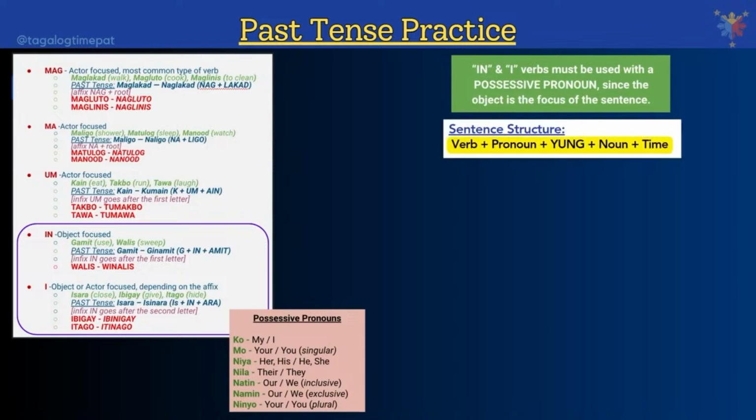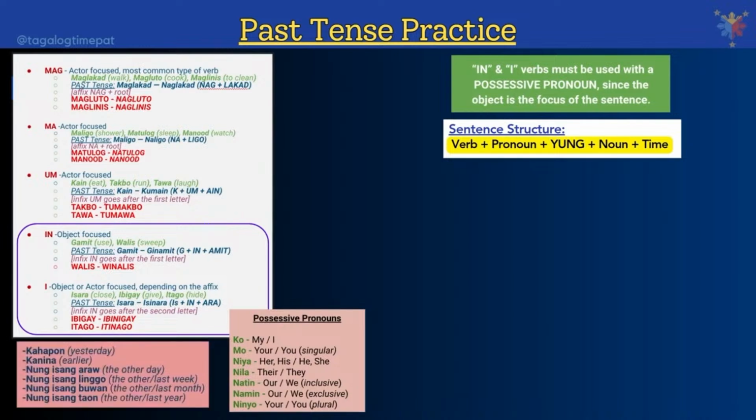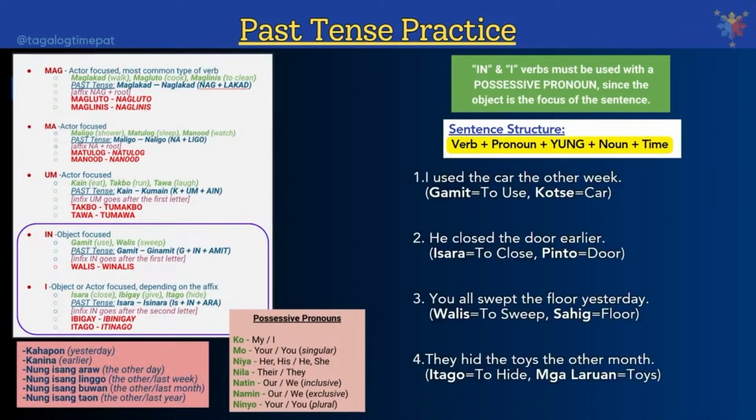And then the sentence structure now would be verb plus pronoun plus the word yung, which means the. Sometimes it can be ang. They are interchangeable usually. Then it's the noun and then time. And then again, down here in the bottom left corner are the vocab terms to indicate past tense. And let's take a look at some examples. So number one, I used the car the other week, and I gave you some hints. Gamit means to use. Coche means car.